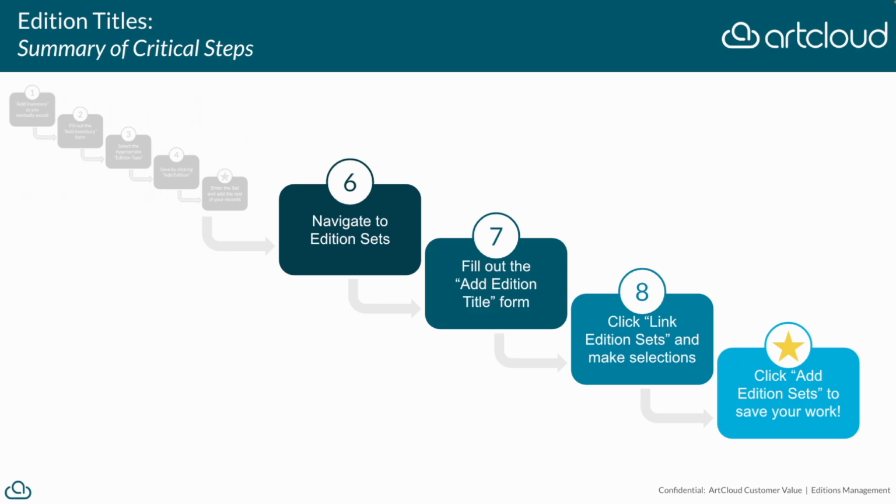And there you have it. In 9 simple steps, you are able to create your edition records, organize those records into edition sets, and group those edition sets into a single edition title. Now, let's go see how all of this translates to your ArtCloud website.